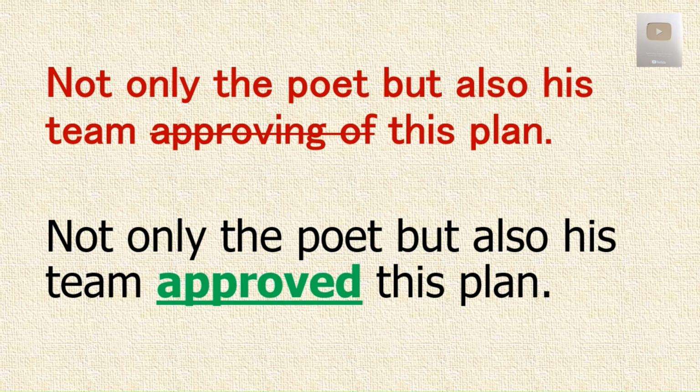Approving is never a verb, so we are looking for a verb here. Not only the poet but also his team is a joint subject. It's a compound subject, many people. But since already something is over, we are using the past tense of approving, and that is approved. Now, approved of this plan or approved this plan, both of them you can use. Whether, approve of would imply giving permission. Approve means just to say, okay, go ahead.